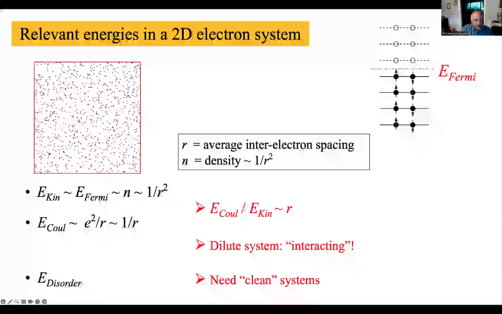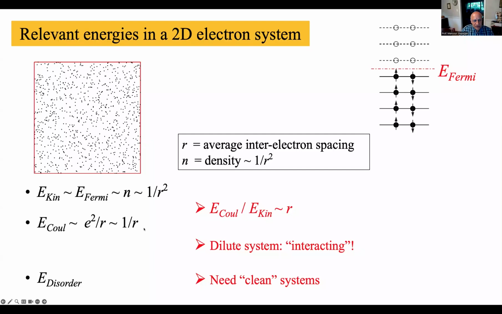So the kinetic energy of the system, which goes as the Fermi energy in a 2D system, goes as the density of the electrons, and that goes as 1 over r squared, where r is the average inter-electron spacing. And I'm assuming we're at very, very low temperatures, so the thermal energy is not there. We still have some kinetic energy. And now we also have Coulomb energy, which is e squared over r. So that goes as 1 over r.